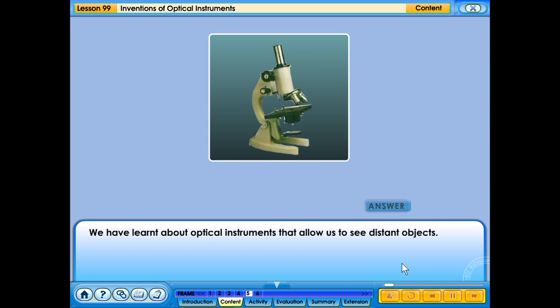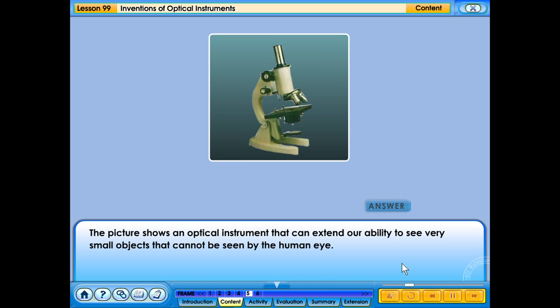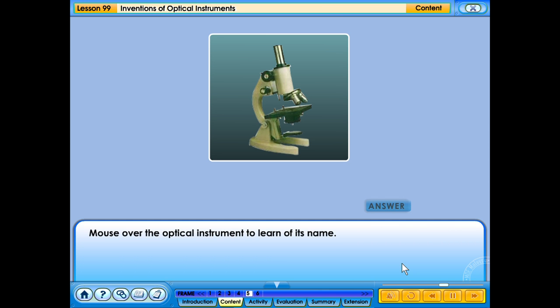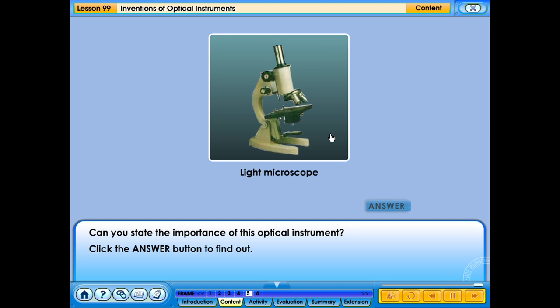We have learned about optical instruments that allow us to see distant objects. The picture shows an optical instrument that can extend our ability to see very small objects that cannot be seen by the human eye. Mouse over the optical instrument to learn its name. Can you state the importance of this optical instrument? Click the answer button to find out.